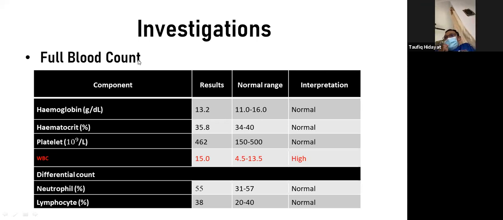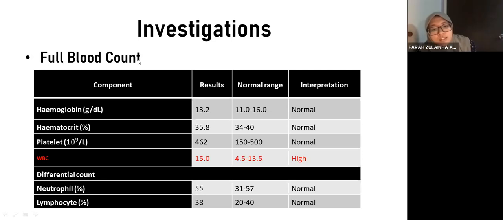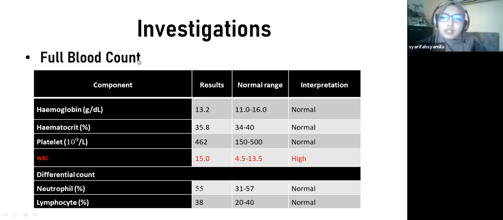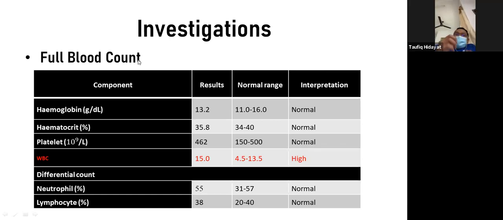So what else do you think of if the patient has joint swelling? Acute rheumatic fever. What are the criteria? Joint swelling, polyarthritis, migrating polyarthritis.